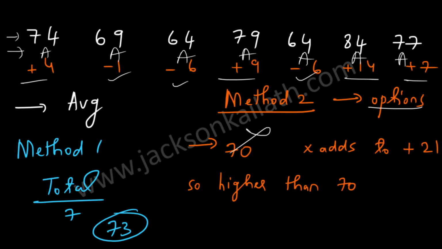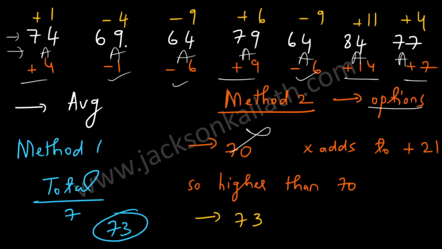So let's try 73. Now if you try 73, in the case of 74, 74 is 1 more than 73, so you have plus 1 over here. And in the case of 69, 69 is 4 less than 73, so you have minus 4. 64 is 9 less than 73, you have minus 9 over here. 79 is 6 more than 73, so plus 6. Similarly over here you have minus 9, plus 11, and plus 4.